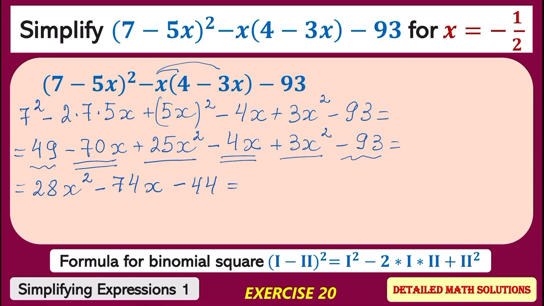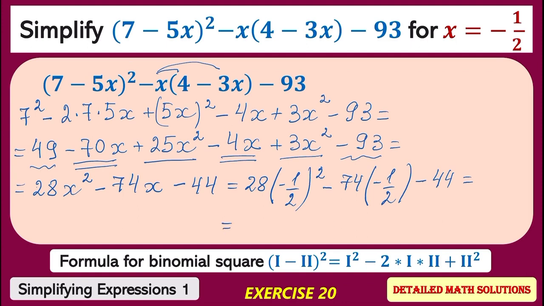As the next step, I'm going to substitute x with negative 1/2 and calculate the expression. This equals 28 times (-1/2) squared minus 74 times (-1/2) minus 44. When I calculate this, it equals 28 divided by 4, which is 7, plus 37, minus 44. When I add these three numbers, their sum equals 0.